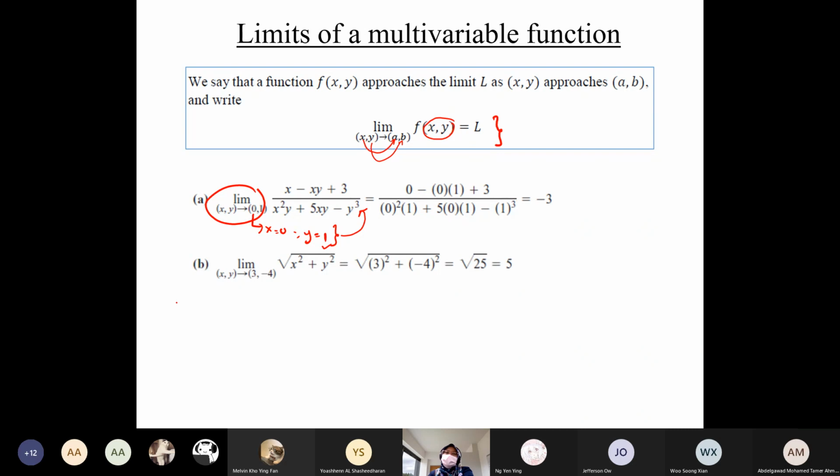So let's look at example B. You have a function of the square root of x squared plus y squared, where x has a limit to 3 and y a limit to negative 4. When you substitute, you will get the value of 5. This is how you substitute the limit into your function.